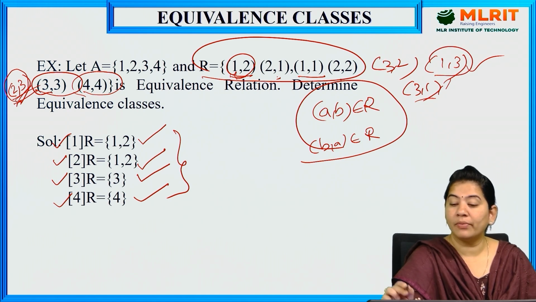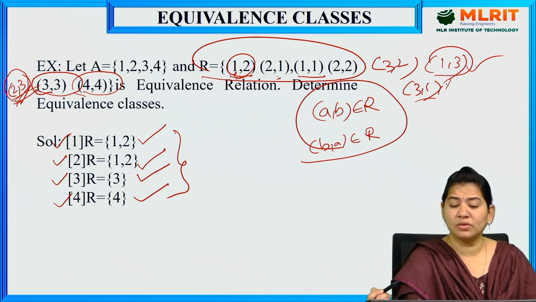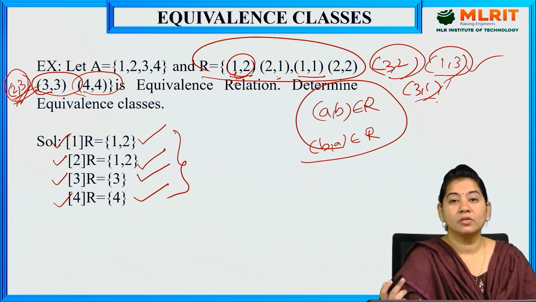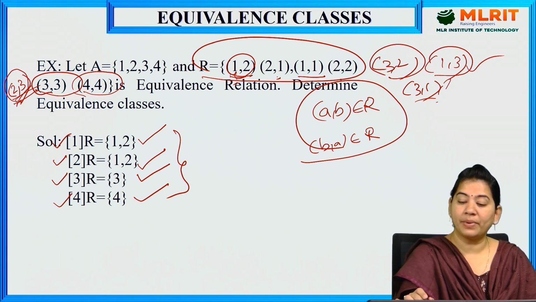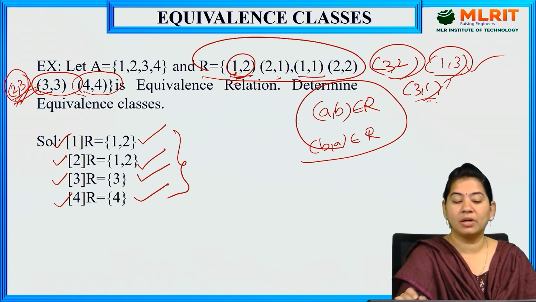Now if you go for (1, 3), so (1, 3), (3, 1), (1, 1), that is also there. (3, 1), (1, 2), (3, 2) should be there. That is also there. So now if we add the ordered pairs (3, 2), (1, 3), (3, 1) and (2, 3), then it is an equivalence relation.